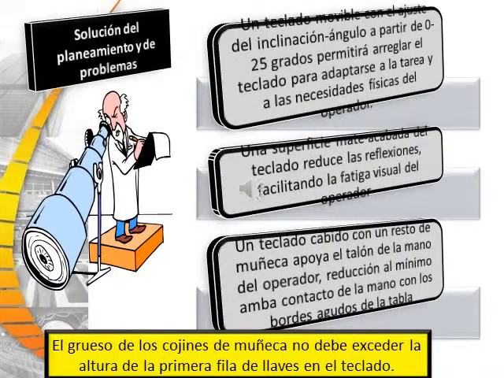A removable keyboard with an angle adjustment of 0 to 25 degrees will allow for arranging the keyboard to suit the task and physical needs of the operator. A matte finish keyboard surface reduces reflections, easing the operator's eye strain.